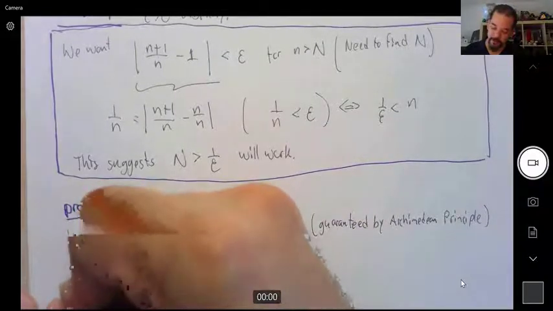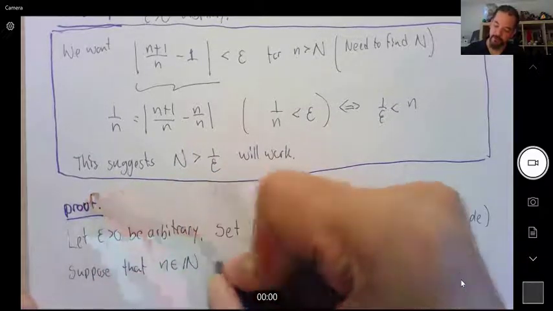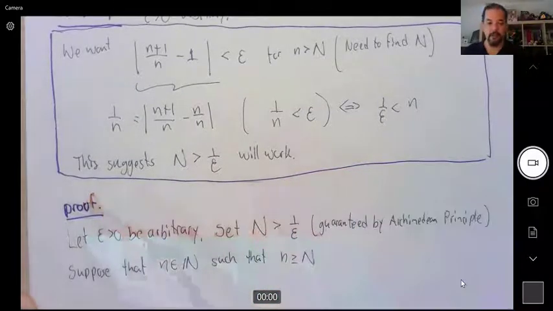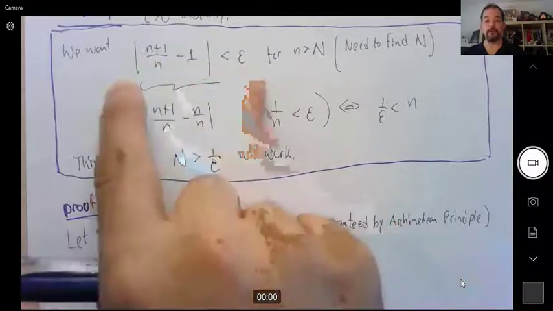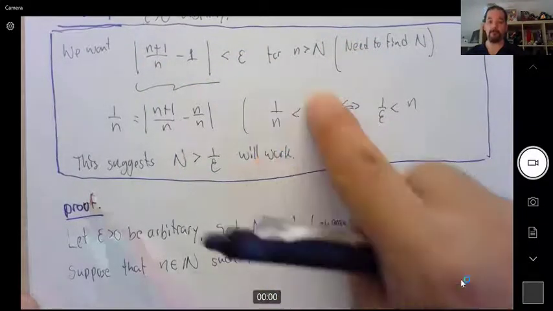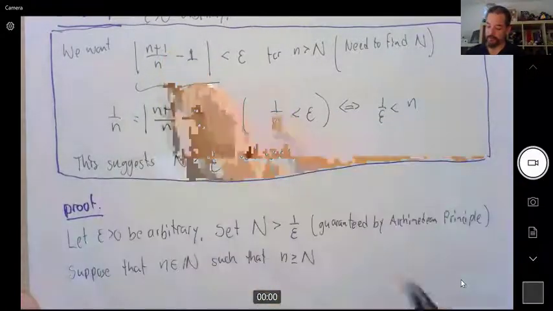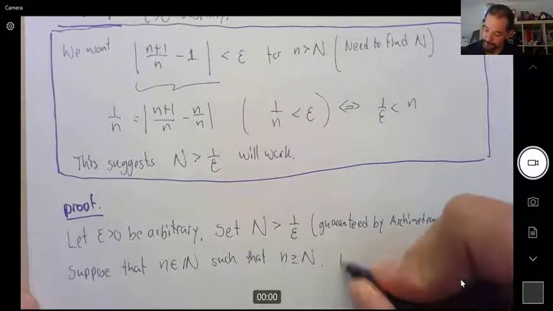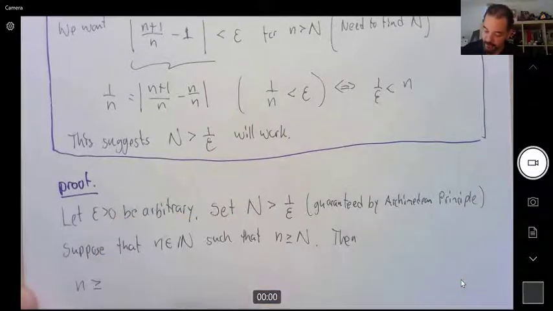So suppose that little n is a natural number such that little n is bigger than capital N. And now what we need to do is show this inequality over here. And usually what you're going to do is use your discovery work backwards. So you're going to start from here, and from here go here, and then from here go there. All right? So let's see if it works. So then this is what we have. We have that little n is bigger than capital N.